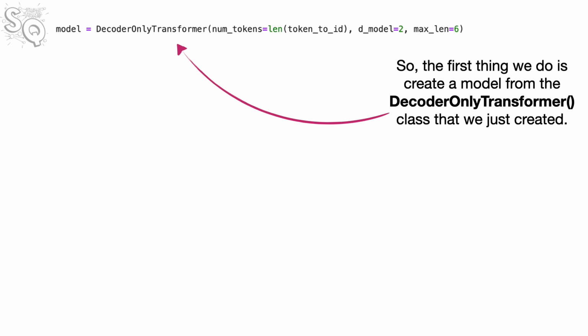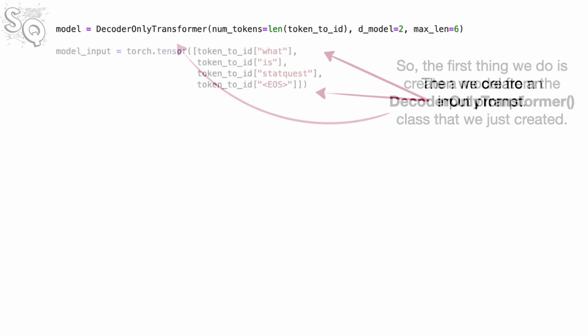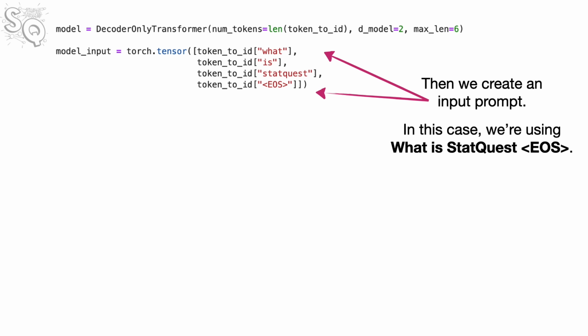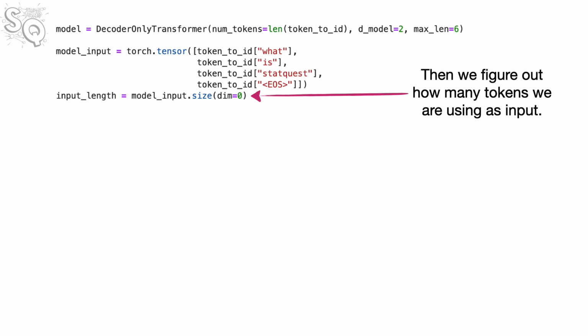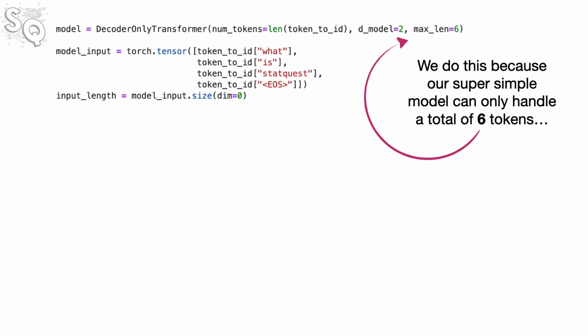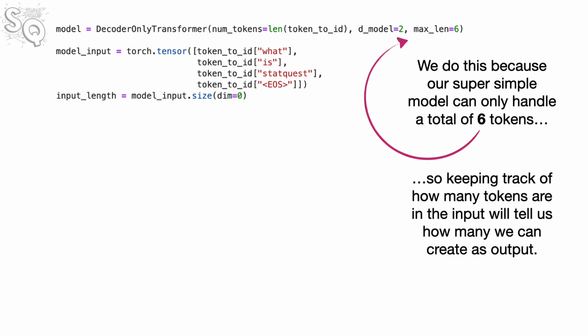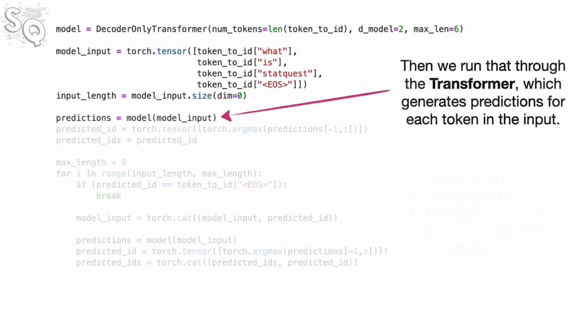So, the first thing we do is create a model from the decoder-only transformer class that we just created. Then we create an input prompt. In this case, we're using "what is StatQuest EOS". Then we figure out how many tokens we are using as input. We do this because our super simple model can only handle a total of 6 tokens. So, keeping track of how many tokens are in the input will tell us how many we can create as output. Then we run that through the transformer, which generates predictions for each token in the input.